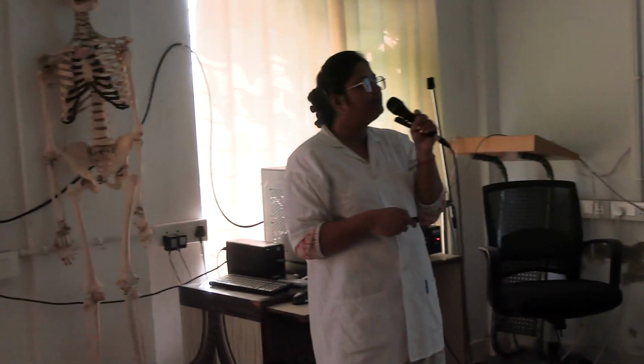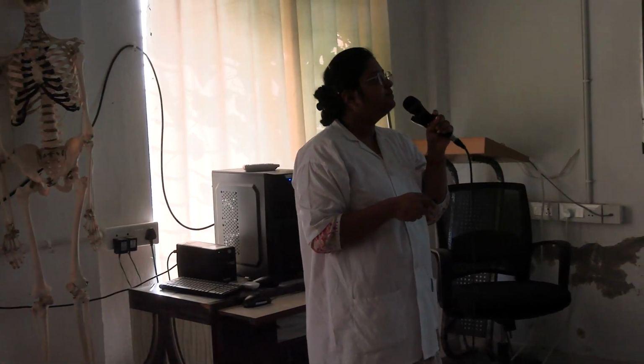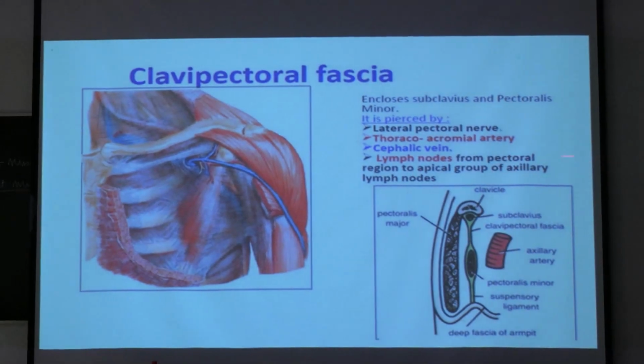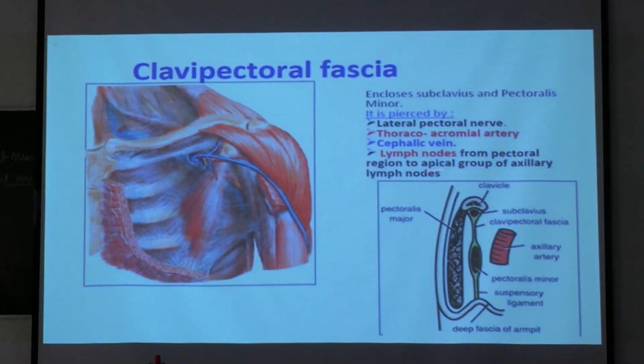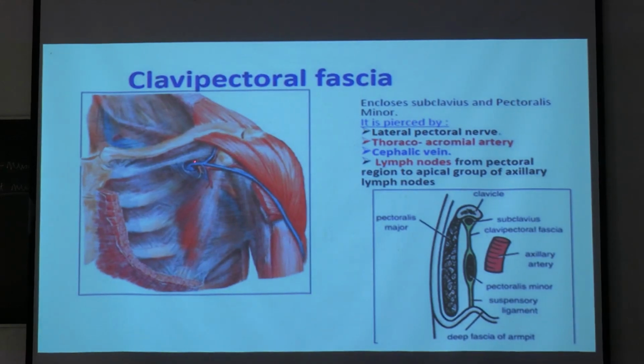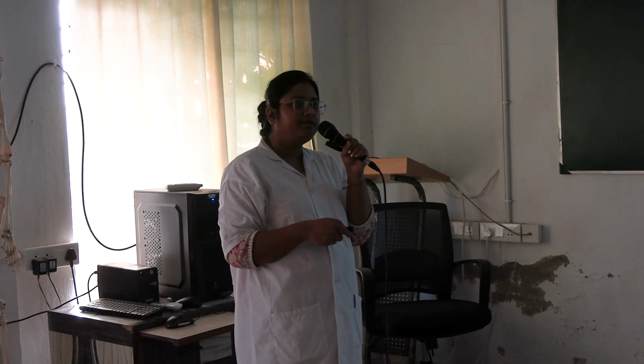Okay. What structures are piercing the clavipectoral fascia? Clavipectoral fascia encloses subclavius and pectoralis minor, and it is pierced by lateral pectoral nerve, thoracoacromial artery, cephalic vein, lymph nodes, mainly the lymphatic vessels from pectoral region to the apical group of axillary lymph nodes. Here you can see the structures piercing: lateral pectoral nerve, thoracoacromial artery, cephalic vein.